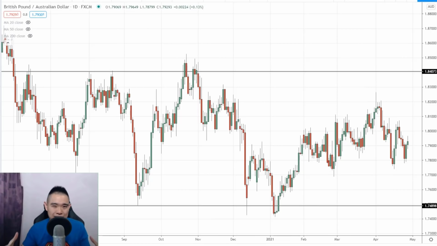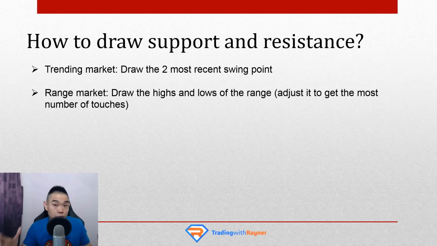And of course, this needs practice. It's not like you watch a 5-minute video and you become a pro. No, you've got to practice it and watch how the market reacts to your level in real time. And from then on, you will get better at drawing support and resistance. And of course, this is only one way to draw support and resistance. In the next section, I'll share with you how you can use moving average to identify your area of value as well.